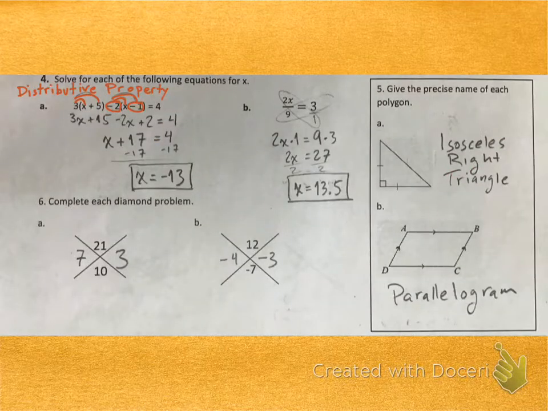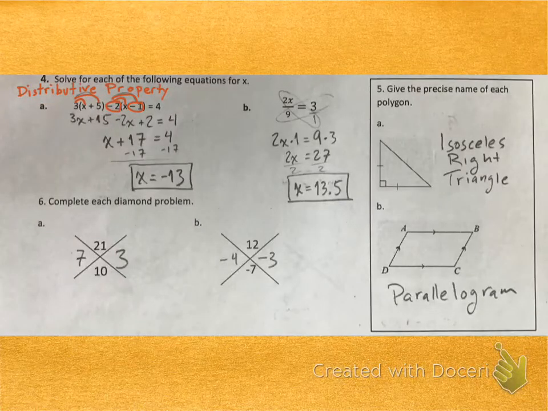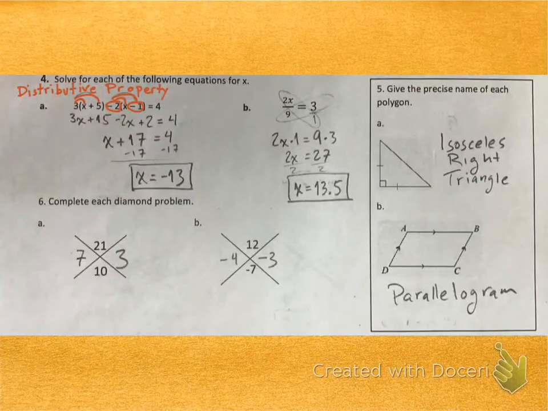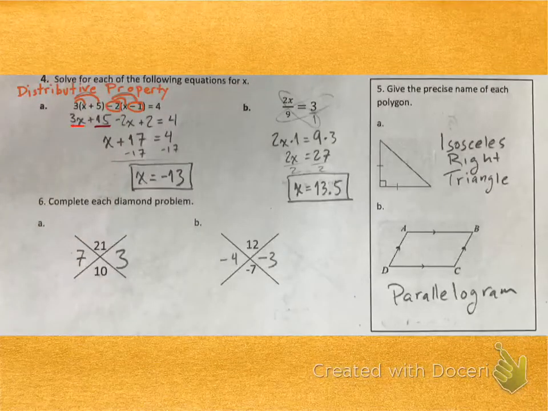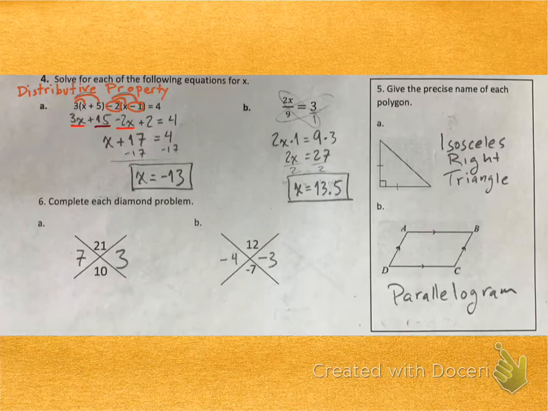You've got a couple of equations to solve there. One, important to slow down for a second and make sure you get all the different parts on the distributive property. All right, so 3 times x plus 5 gives me 3x plus 15. And negative 2 times x minus 1 gives me negative 2x plus 2.